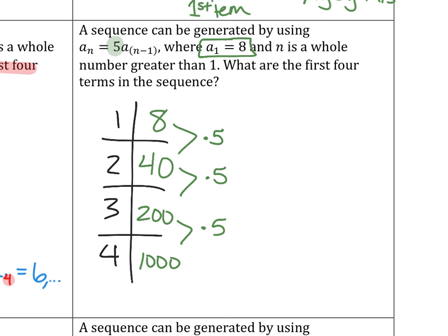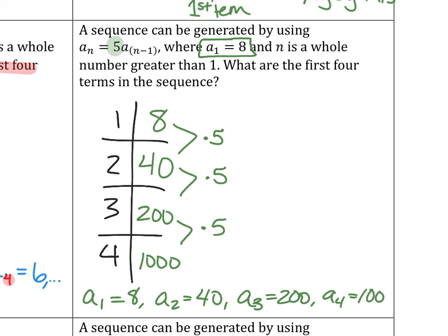To finish this out, we write down our final answer. A sub 1 is equal to 8. A sub 2 is equal to 40. The third term is equal to 200. The fourth term is equal to 1,000. That's it. If it asked you for more or less terms, that's how many answers you would give me.